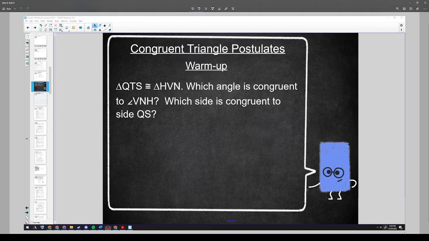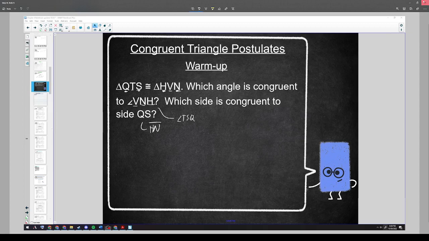So remember that the order of the letters tells us what is corresponding. So VNH is second, third, first in this triangle. So this one would be congruent to or corresponding to angle TSQ. So same positions, right? And V goes with T, N goes with S, H goes with Q. So angle TSQ. And then corresponding to QS, that's letter 1 and 3, would be HN. So HN is congruent and corresponding to QS.